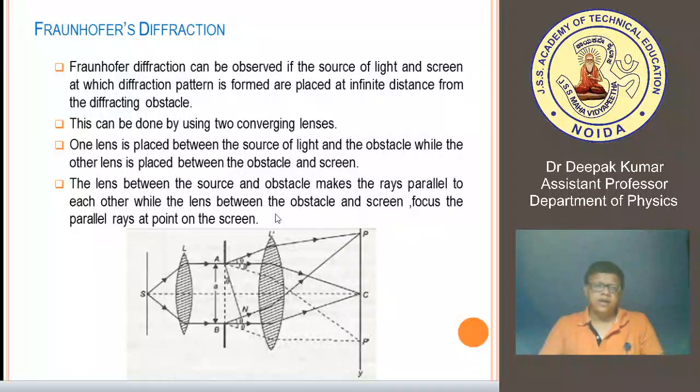So we need a lens, which is basically of a converging nature, in between the source and the slit, and the lens is placed in such a way that the source lies on the focus of the first lens. When the source lies on the focus of the first lens, the light rays coming from that source fall on the lens, and after refraction they become parallel. That means we are converting a spherical wavefront into a plane wavefront.